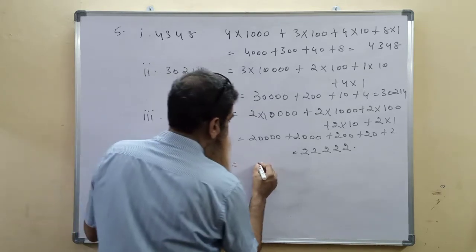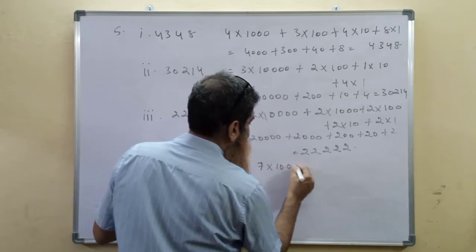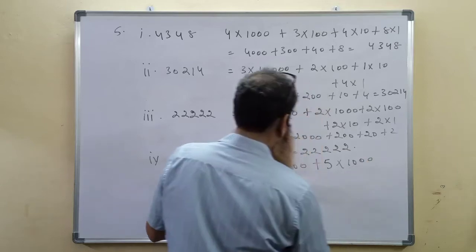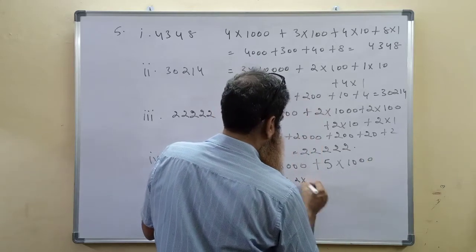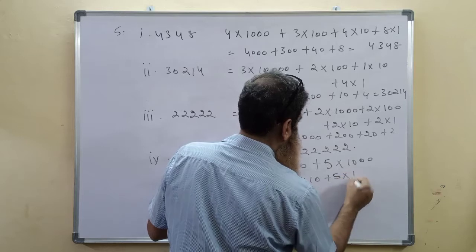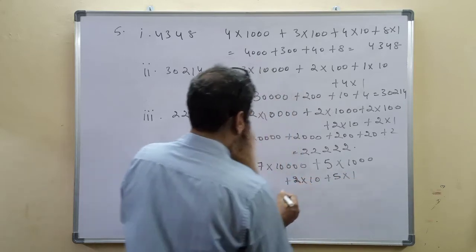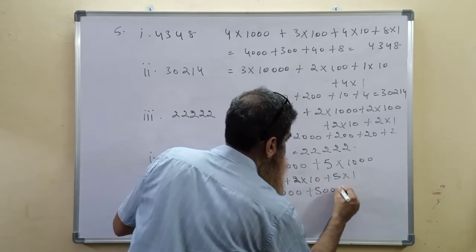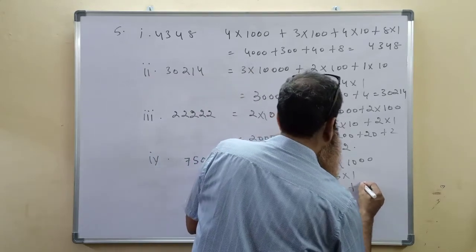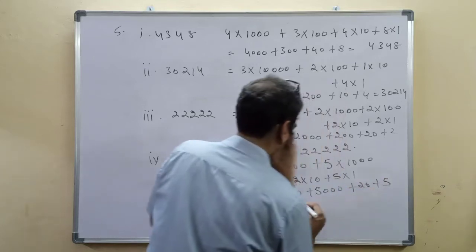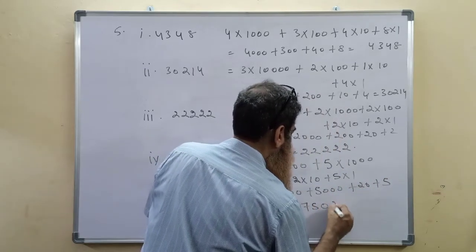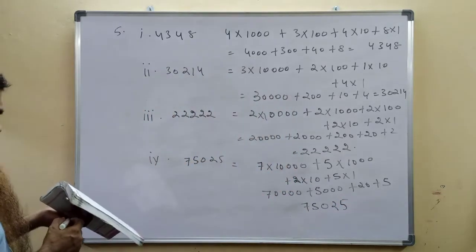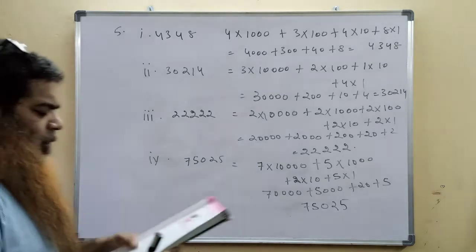The fourth bit in this fifth question is 75,025. So we have 7 into 10,000 plus 5 into 1,000 plus 2 into 10 plus 5 into 1. There is no number at the hundreds place. So we have 70,000 plus 5,000, that becomes 75,000, plus 20 plus 5. So we have 75,025. That completes exercise 1.2 from chapter 1, Knowing Our Numbers.